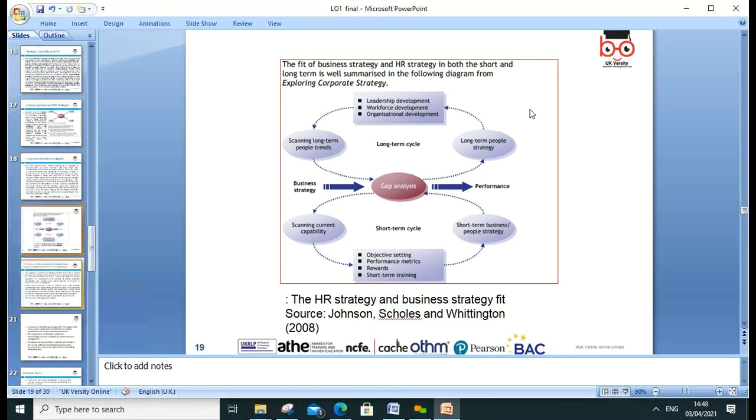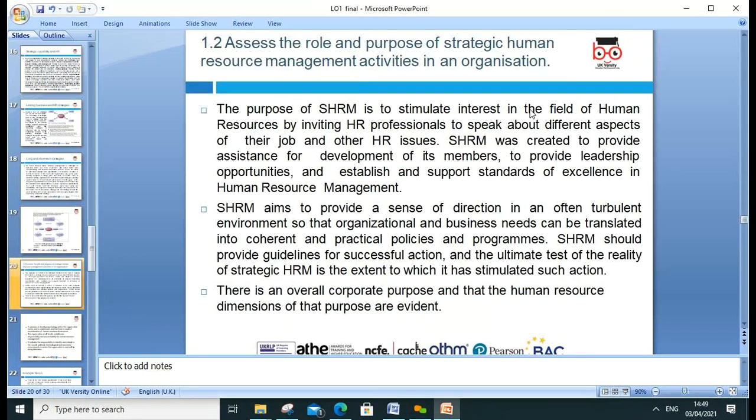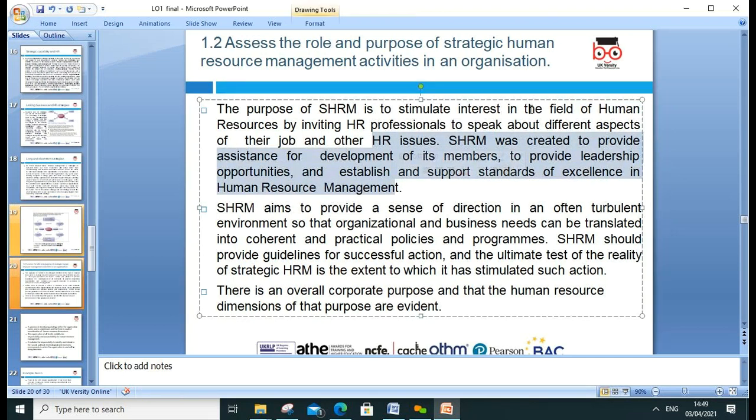Okay. Next, we're looking at area 1.2, assess the role and purpose of strategic human resource management. It stimulates interest in the field of human resources, inviting professionals to speak about different aspects of the job, which we'll go through in some case studies in the next lesson. Strategic human resource management aims to provide a sense of direction. So we need to look at the direction of the organization, and we need to develop staff accordingly.